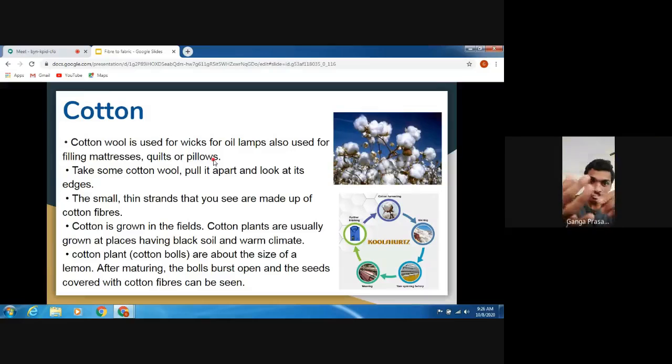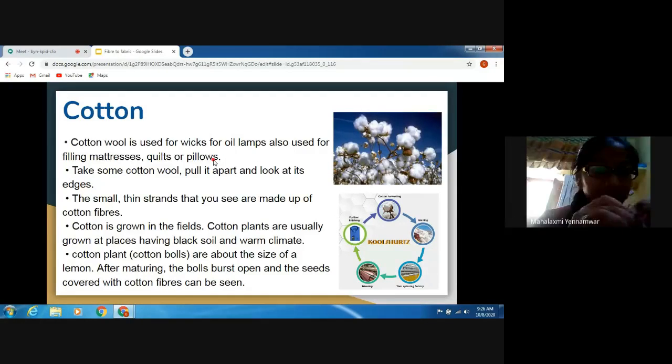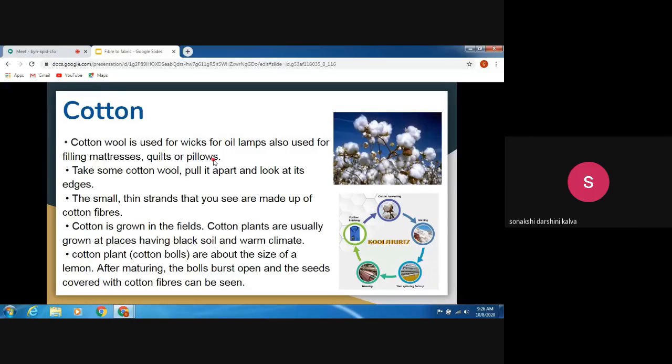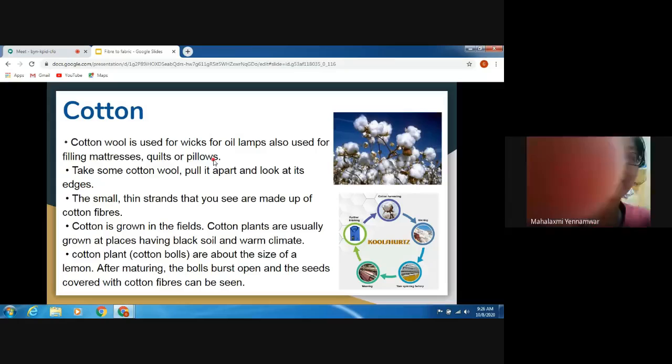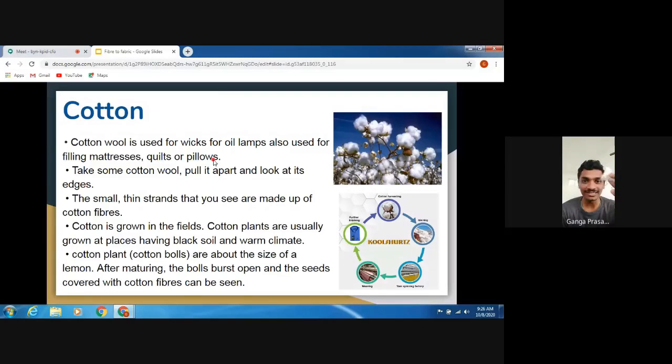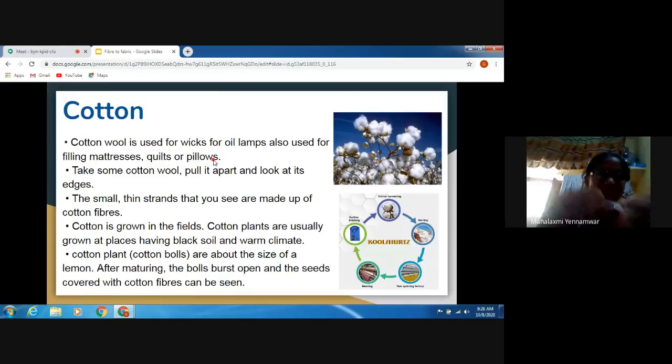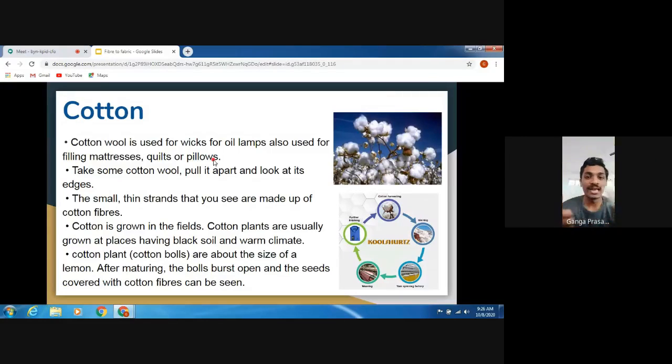So spinning. Take a small quantity of cotton. Just do like this, and you will get small fibers. Take one edge of it. See here.